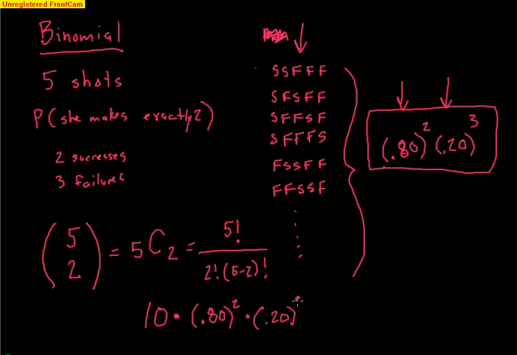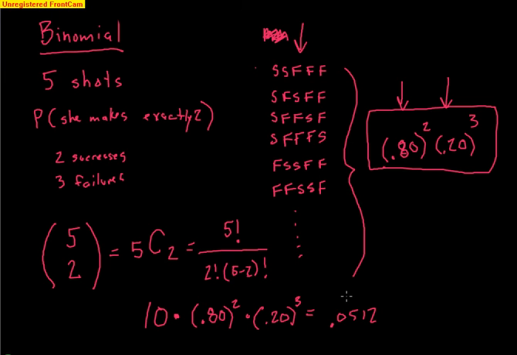So it'd be 10 times 0.8 raised to the second times 0.2, sorry, raised to the third. And we get 0.0512. So she has about a 5% chance of making 2 out of 5 shots. Why is it kind of low? Again, she's an 80% free throw shooter. She should be making more than that.